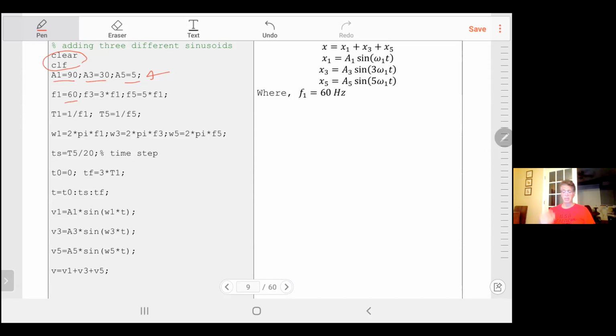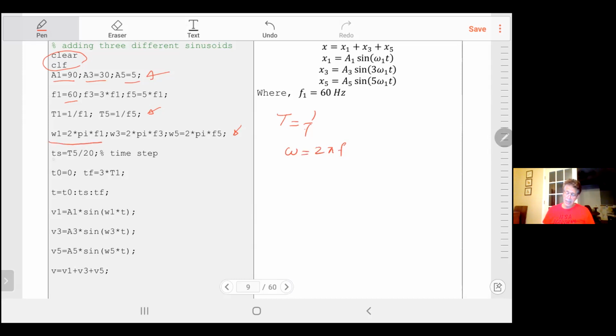So that was the second step. Third step, I get the period of each component, and you know the relationship that the period is equal to 1 over F. That's what I did here: T1 is equal to 1 over F1, T3, and so on. Very simple. So far I am just translating the algebraic equations into Matlab code. Now I'm trying to find omega, the angular frequency, and we know that omega is equal to 2 pi f. So omega 1 is equal to 2 pi f1, omega 3, and so on.